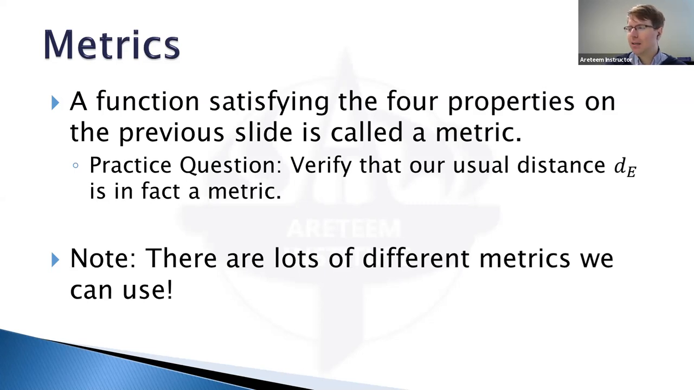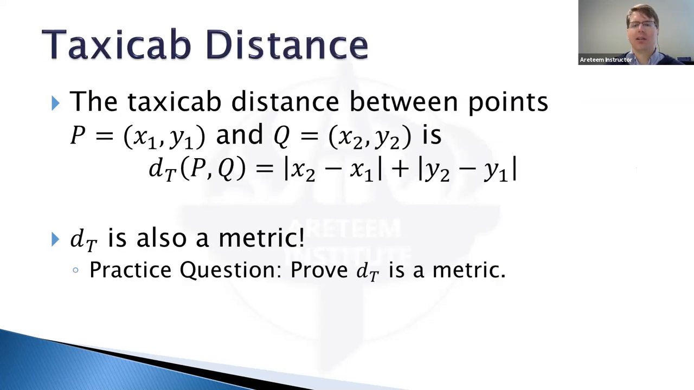So the main example we're going to look at today is what we're going to call the taxicab distance between two points. If we have points P and Q, the taxicab distance is the absolute value of the change in x, plus the absolute value of the change in y. Again, a good practice question here, working with the definitions and the logic of it: prove that this is a metric as well. This will still satisfy those four properties.